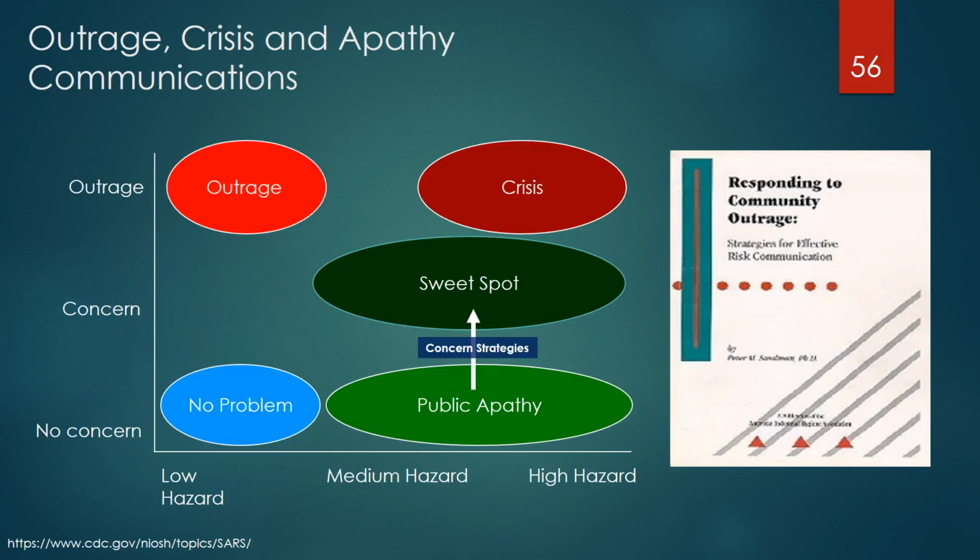This diagram is adapted from Dr. Peter Sandman's book, Responding to Community Outrage. I would highly recommend this book for anyone in public health leadership. There are two scales on this diagram, including level of hazard or real public risk that ranges from low to high, and amount of concern that ranges from none to outrage.